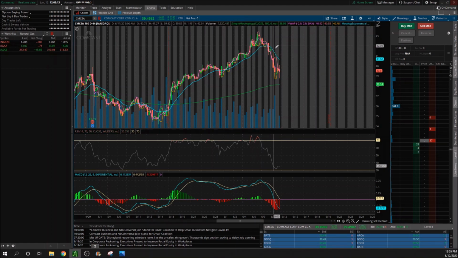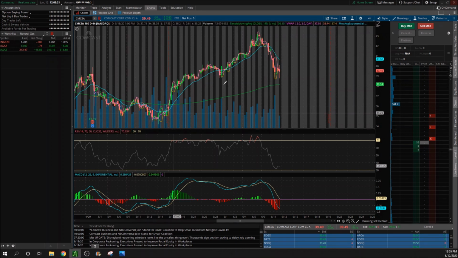The EMA line here, we can see we're below the EMA line. But that's not necessarily a bad thing. Again, we're managing our risk. We're trading with the trend. We have this upward trend. So this is why it's important to do this.